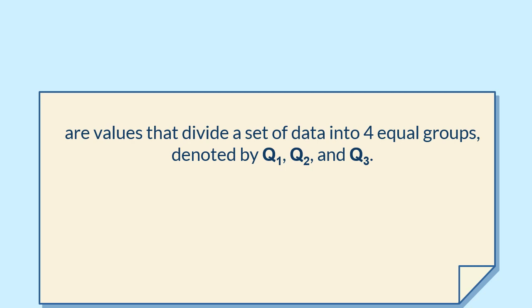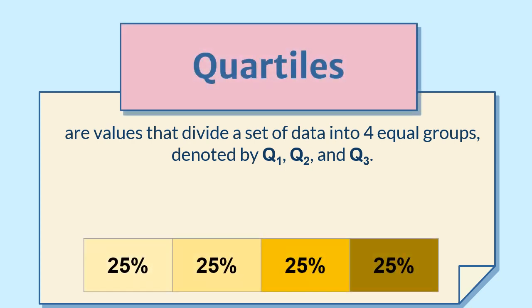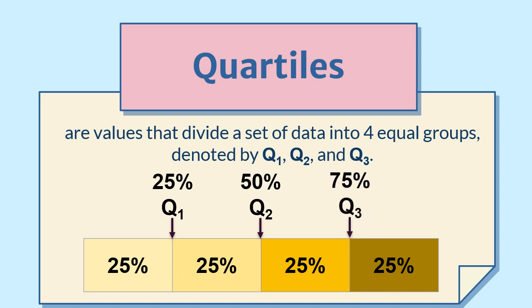What are the values that divide a set of data into four equal groups, denoted by Q sub 1, Q sub 2, and Q sub 3? The answer is quartiles. In this organization of data, 25% of the distribution falls below the first quartile. 50% falls below the second quartile. 75% falls below the third quartile, while 25% will be equal or greater than the third quartile.